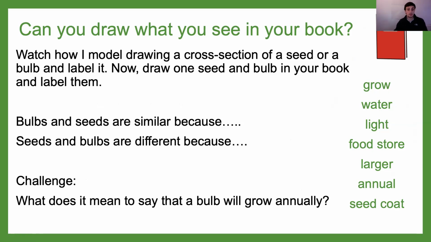Maybe plants grow from them. And seeds and bulbs are different because it could be that they look different or the way that plants sprout from them. Here's your challenge: what does it mean to say that a bulb will grow annually?